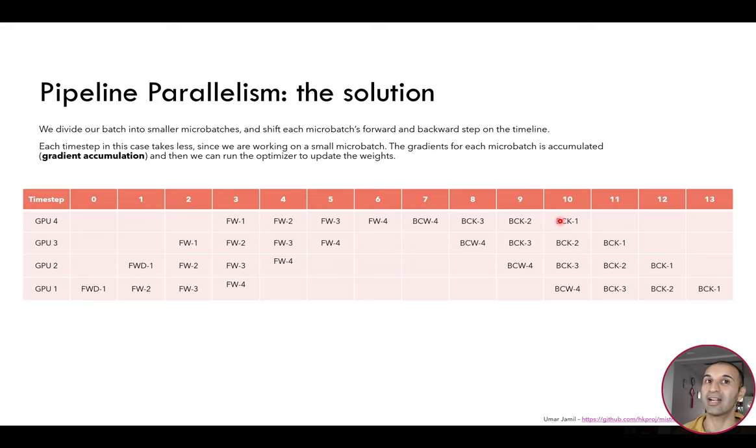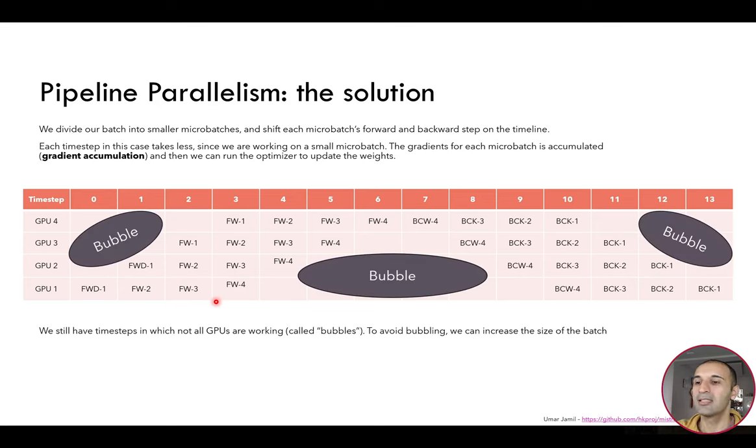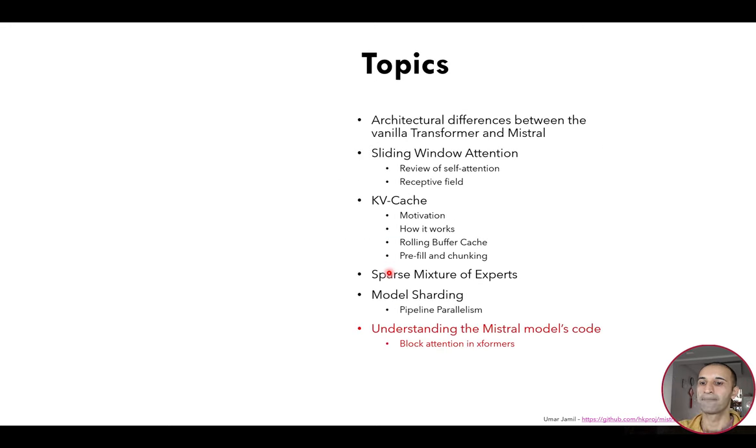And this can also work with inferencing, because when we do inference, we just don't have this backward step here, right? So we just delete this second half of the table. But we can still take our big batch at the beginning, split it into micro batches, and time shift them according to the availability of the GPU. This pipeline parallelism still introduces some time steps in which not all GPUs are working, and these are called bubbles. To avoid these big bubbles here, what we can do is use a bigger initial batch size, so we have multiple micro batches.